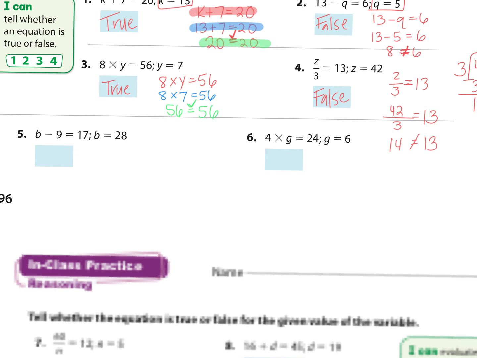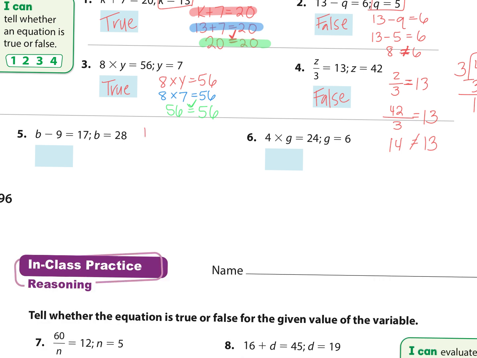Okay, on number 5, I'm going to start with b minus 9 equals 17. The second step is replace the variable with the value that it gives me. It says b equals 28. So if I do 28 minus 9, it should equal 17. The third step, 28 minus 9 equals what?